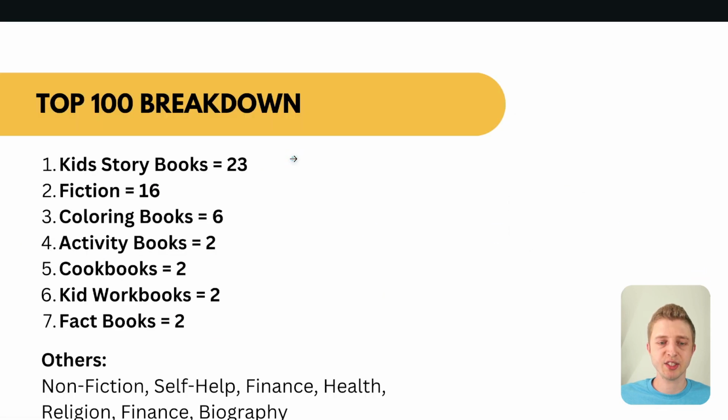So I have analyzed the top 100 books and broken it down into categories so you can absorb this information even easier. So within the top 100, 23 of the books were kids story books, 16 of the books were fiction books, 6 of them were coloring books, 2 of them were activity books, there were 2 cookbooks, 2 kids workbooks, 2 fact books, and then the other books in the top 100 were nonfiction, self-help, finance, health, religion, and biography.